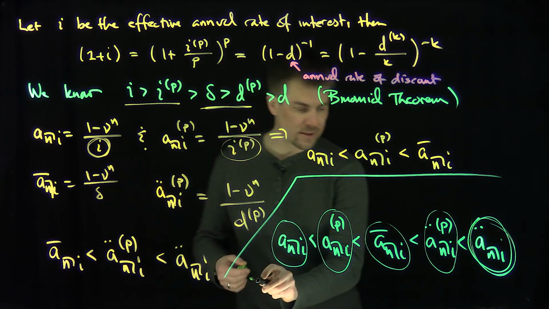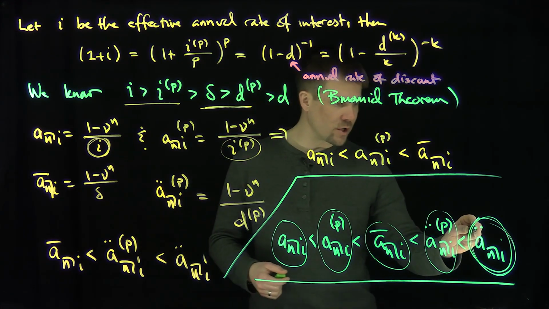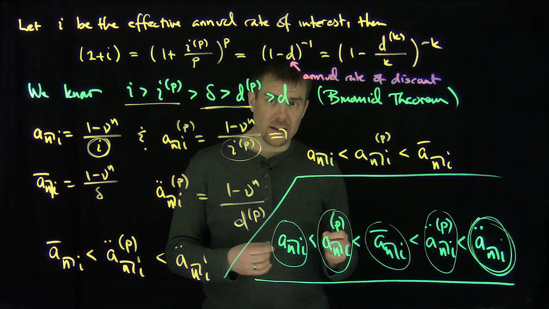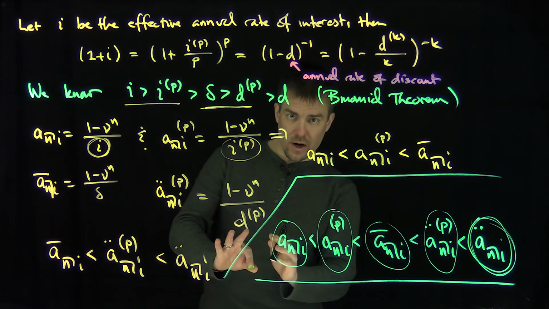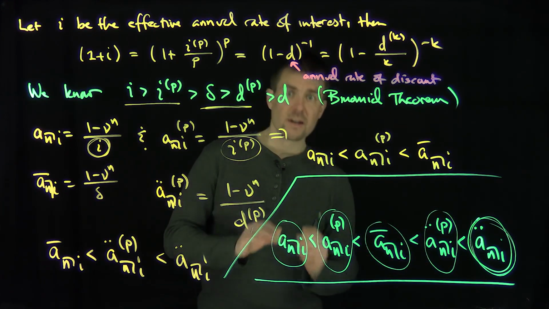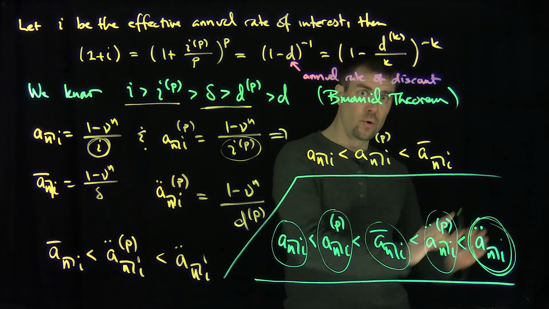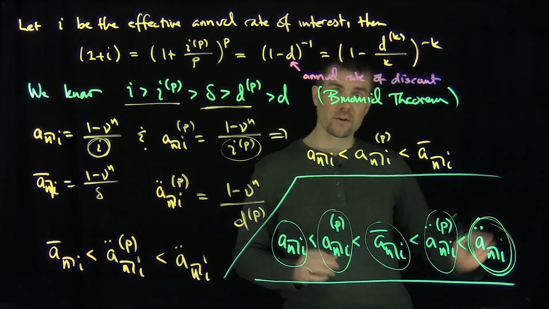So this string of inequalities is a good one to remember. Always remember that the annuities due are the ones that dominate in terms of the present values. The present values of annuities due are always greater than the present values of annuities immediate. So remember that annuities due always dominate in terms of their string of inequalities.